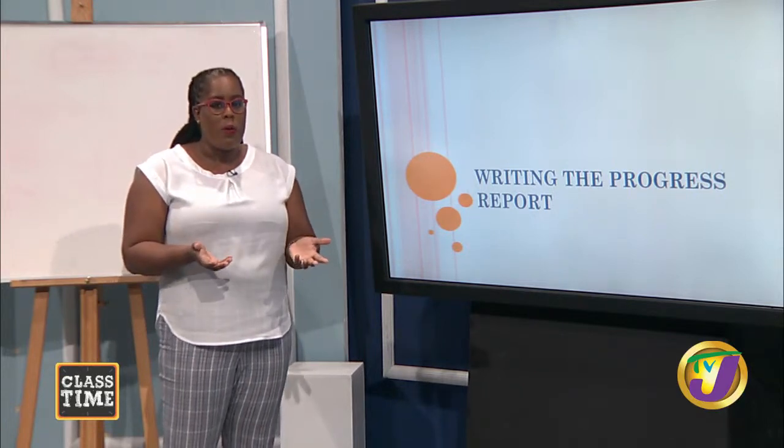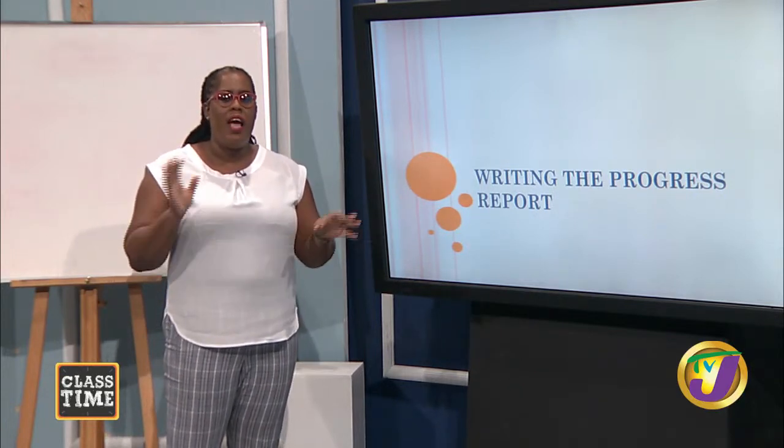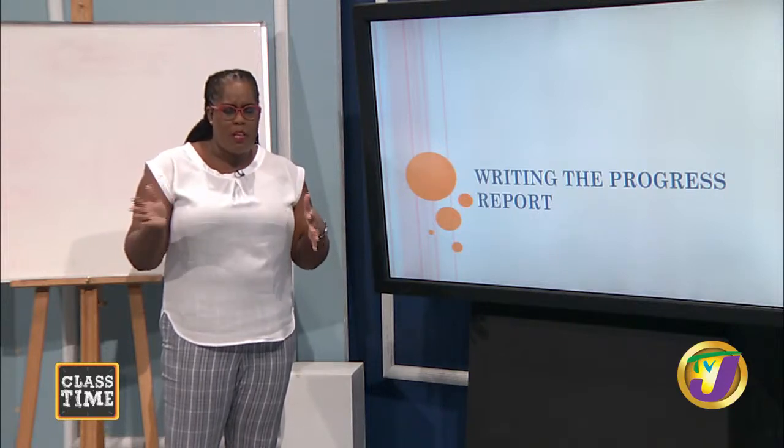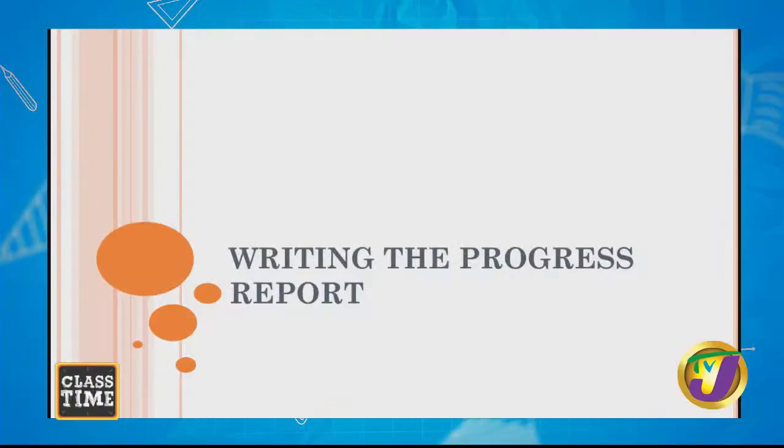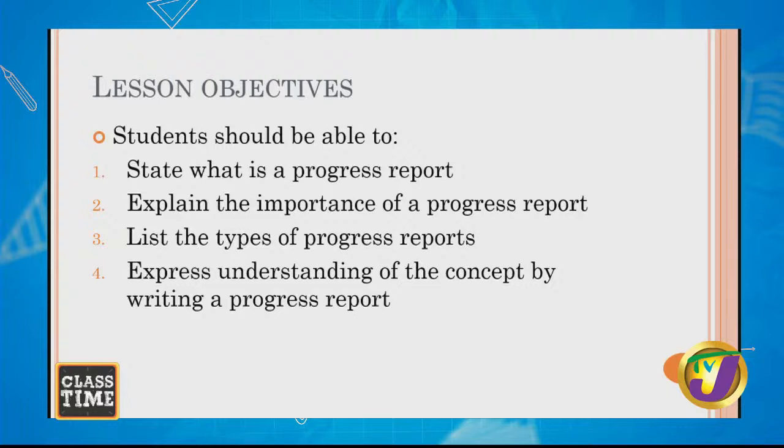Now, we're going to be looking at writing the progress report. And as usual, you want to know what the progress report is, but we'll get to that. But first, we need to look at the lesson objectives. All right, so the lesson objectives for this lesson are: number 1, state what a progress report is. 2, explain the importance of a progress report. 3, list the types of progress reports. And 4, express understanding of the concept by writing a progress report of your own.